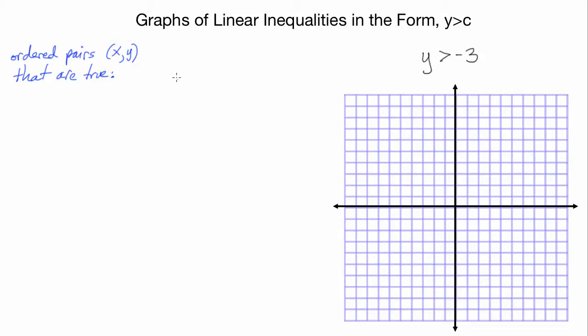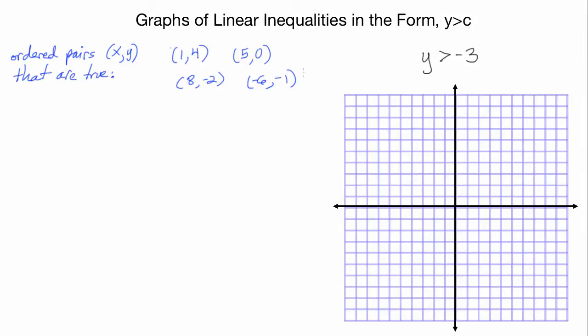So ordered pairs that have a y value greater than -3, well, let's just list a few out. So we could have 1 and 4. That's got a y value greater than -3. We could have 5 and 0. 0 is greater than -3. We could have 8 and -2. And we could have -6 and -1.